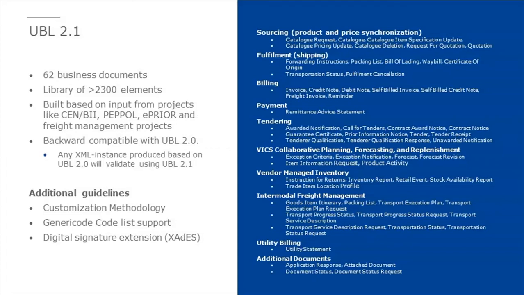It's built up by a library of components such as address and party and item and things like that. It's been built heavily on input from Europe, and UBL also has a focus on backward compatibility. We will look a bit at that when we see the namespaces later on, to maintain XML compatibility between minor version upgrades. And there are also additional guidelines available for customization, for handling code lists and signatures.